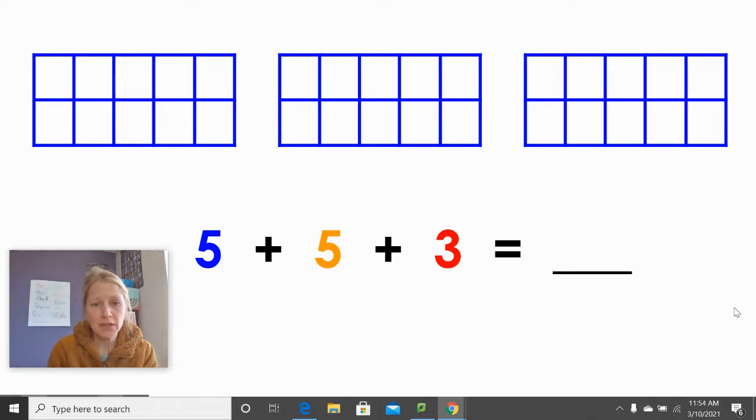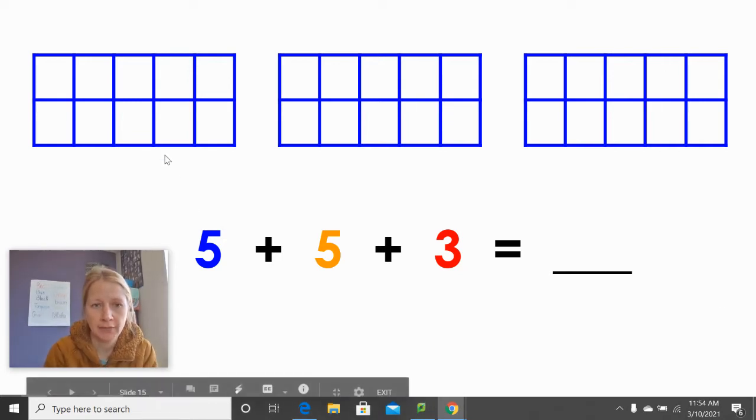Okay, so when I look at my problem, I have three numbers to add. I have 5 plus 5 plus 3. And above my equation, I have three different 10 frames, and they are going to help us figure this out.